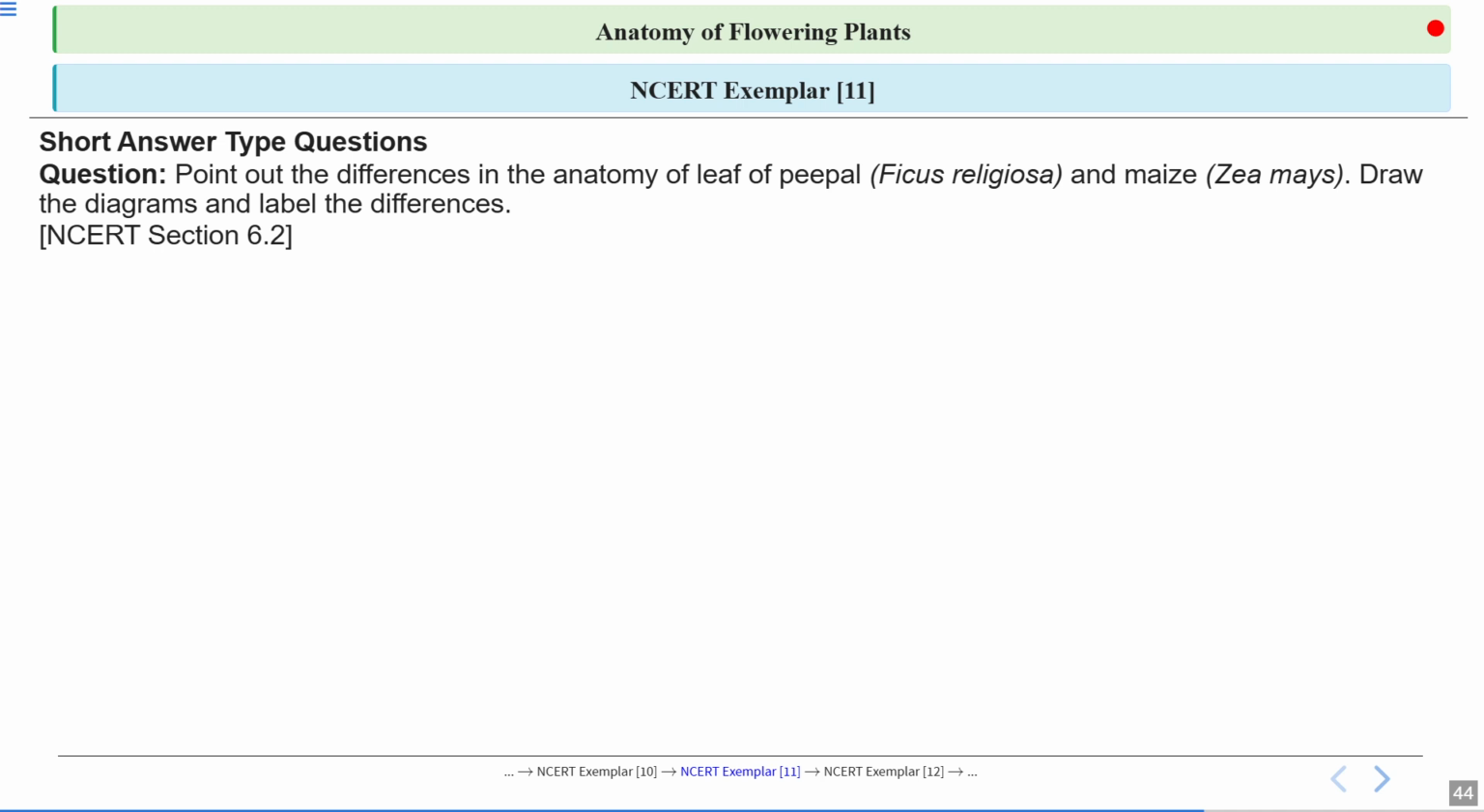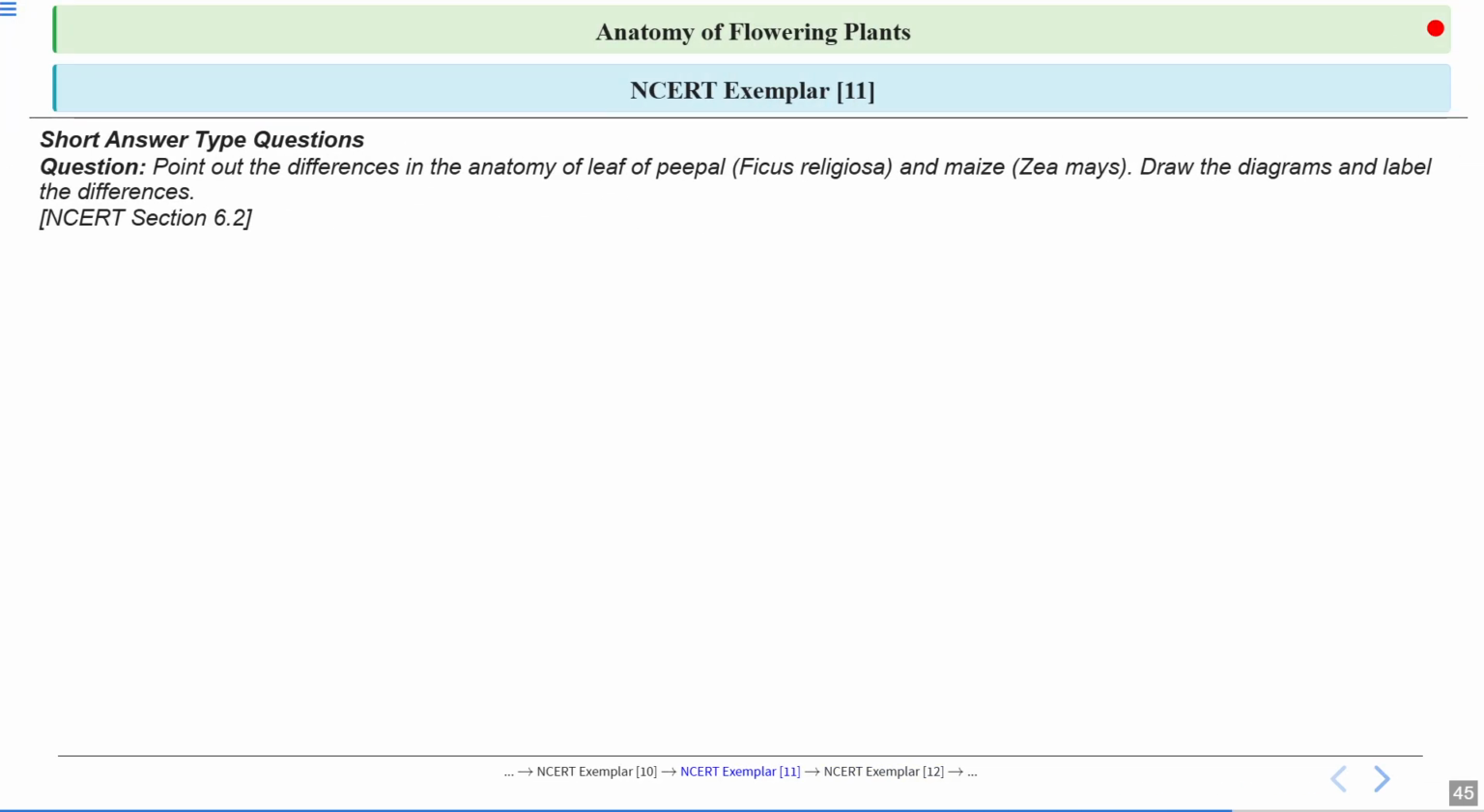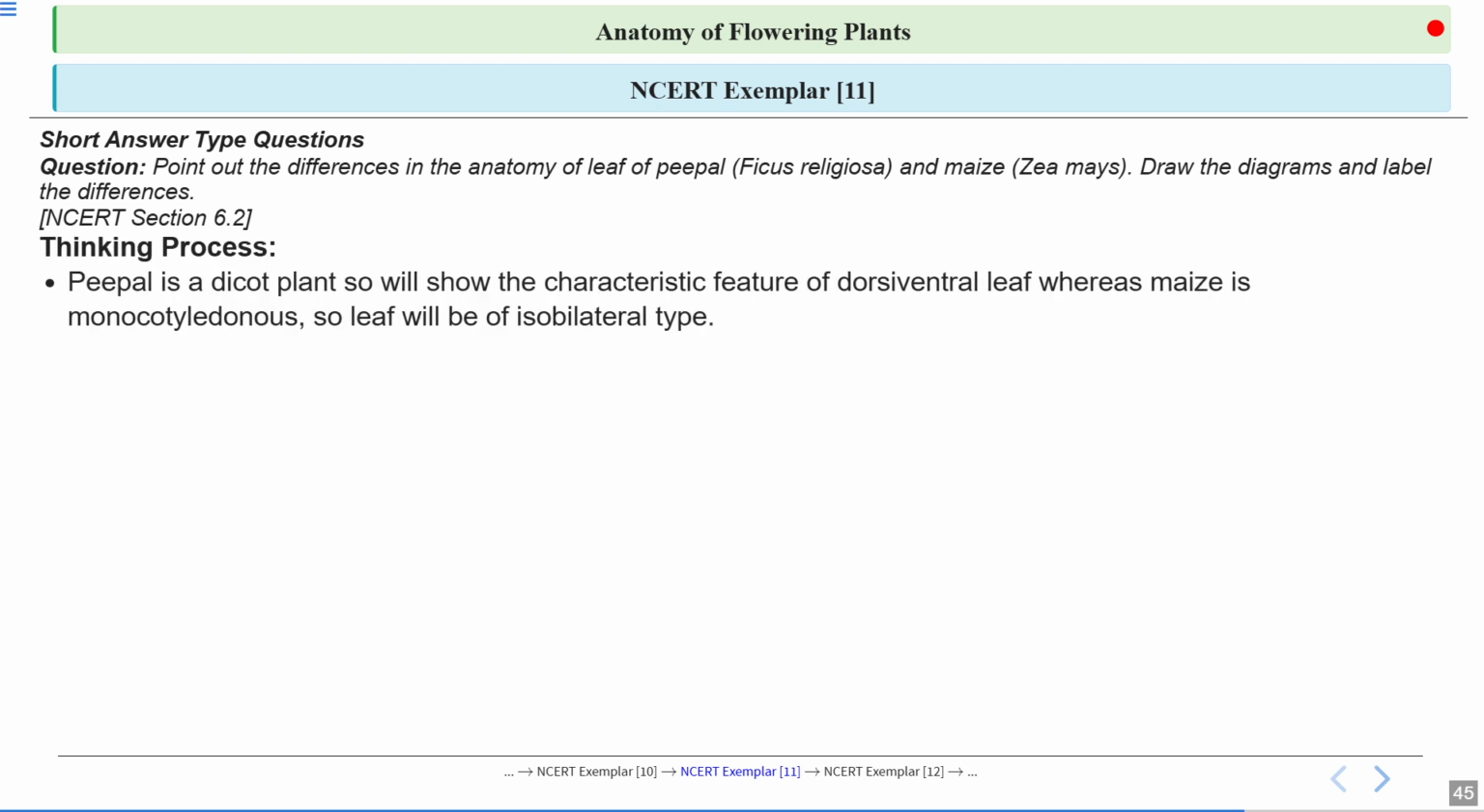Next question. Point out the differences in the anatomy of the leaf of peepal and maize. Peepal leaf, that is Ficus religiosa, and maize, that is Zea mays. Draw the diagram and label the differences. Let us see the answer. So peepal is a dicot plant, so it shows the characteristic feature of a dorsiventral leaf, whereas maize is a monocotyledonous plant, so the leaf will be isobilateral.